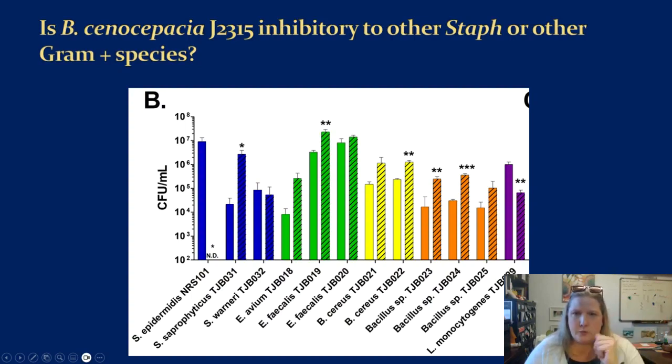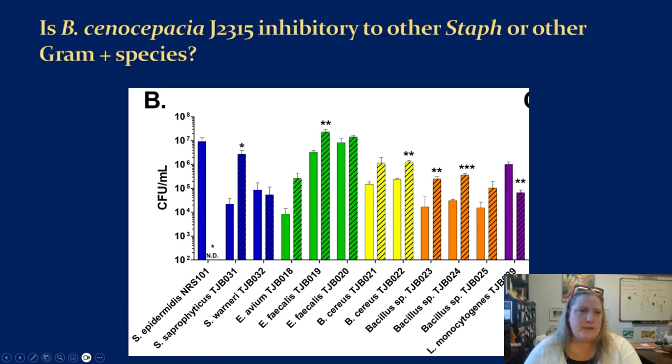Staph epidermidis is relatively closely related to Staph aureus. It too was killed, but not other staph species. And Listeria as well was knocked down about tenfold, though it was significantly different. Some of these others, you can see that the crosshatch bar, which is the co-culture conditions with Burkholderia cenocepacia, are actually higher than their monoculture or clear bar counterparts.